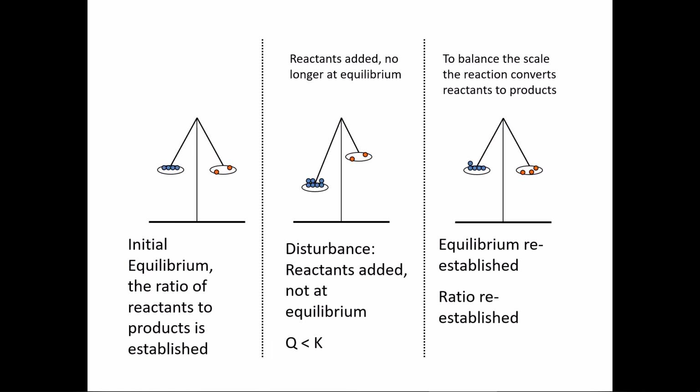So we can think of this as a balancing act. If we think about having scales that balance between reactants and products at equilibrium, and then something happens to shift our balance, adding more reactant causes that side to go down and the other side to come up. And we can only balance it out by taking some of the reactants and turning them into products until we get our balance back, or our equilibrium back.